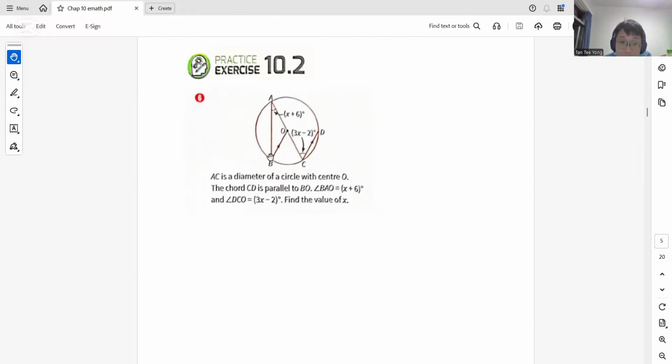Then they say that angle BAO, so this angle over here, is x plus 6. And then angle DCO, this is 3x minus 2. So find the values of x.